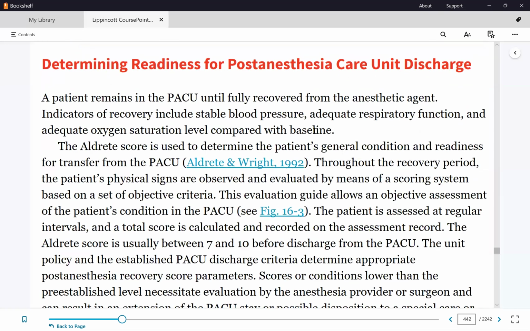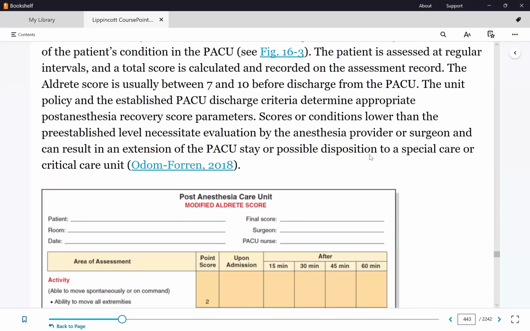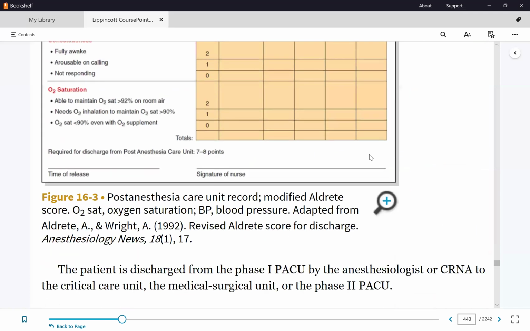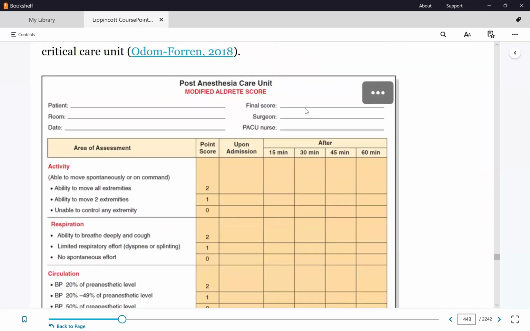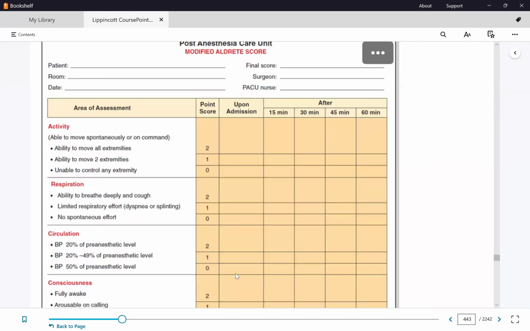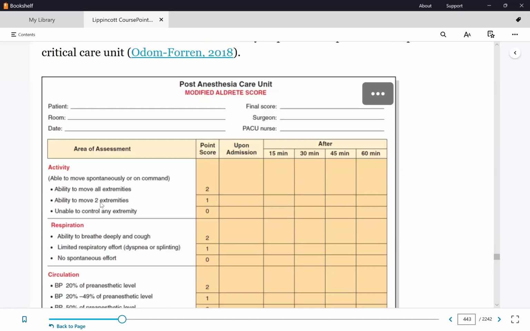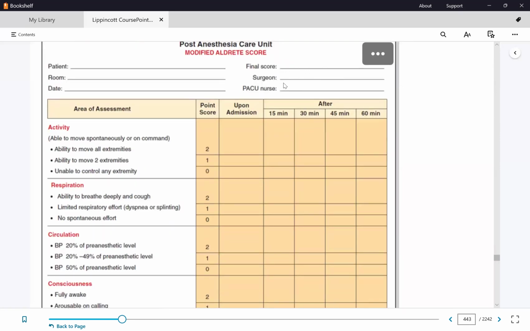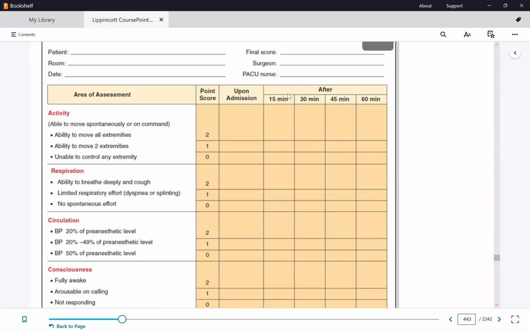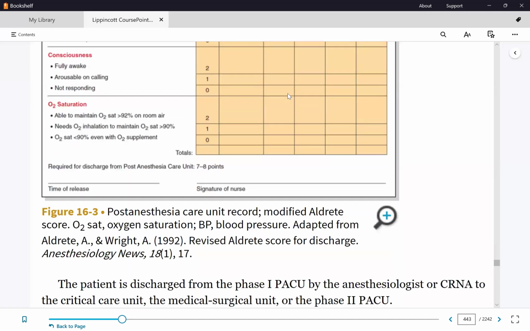This won't be tested: PACU discharge. In the first place, we're not expected to work in the PACU, so we can skip that. This involves Aldrete scoring. They follow this checklist, and if the patient passes, meaning they're basically stable, then they can be discharged from the PACU.